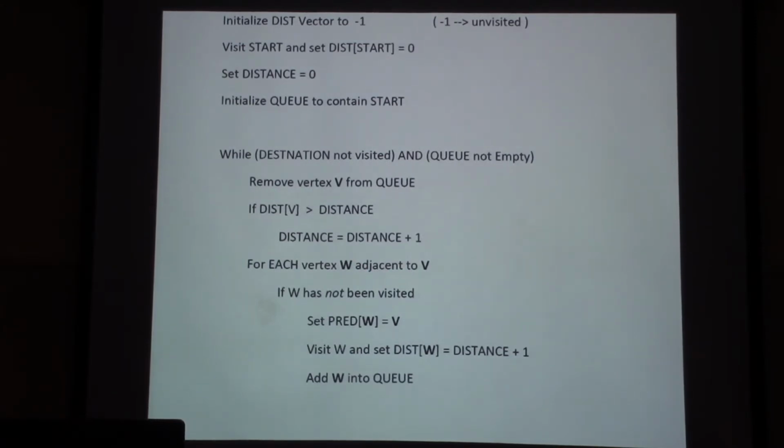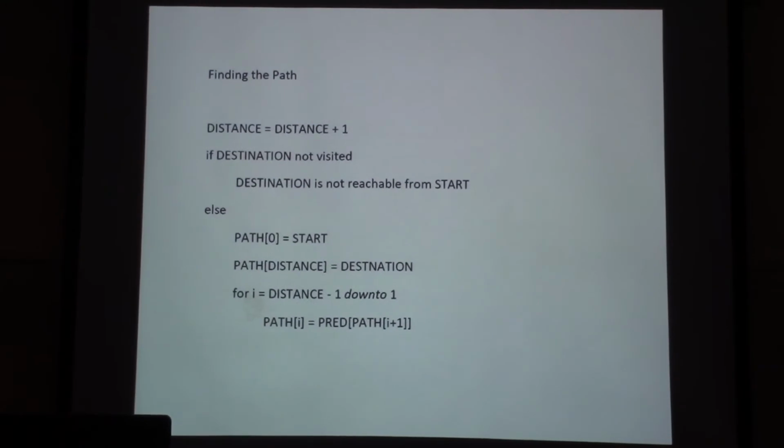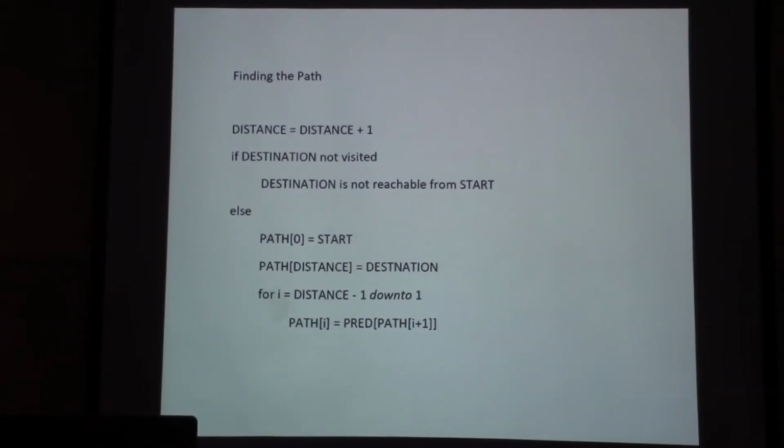So what's going to happen is we're going to fill out this distance vector. We're also going to fill out this pred, or predecessor, vector. Once we have a solution, or once we terminate the algorithm, we may not have a solution. Once we terminate, then we're going to say the distance is going to equal the distance plus 1. If the destination is not visited, meaning if the dist vector has a minus 1 in the destination, then we can say destination is not reachable from the start vertex.